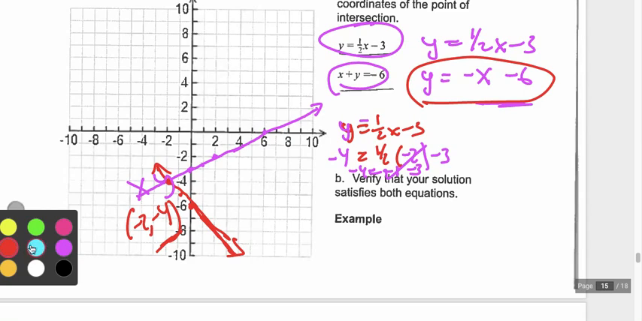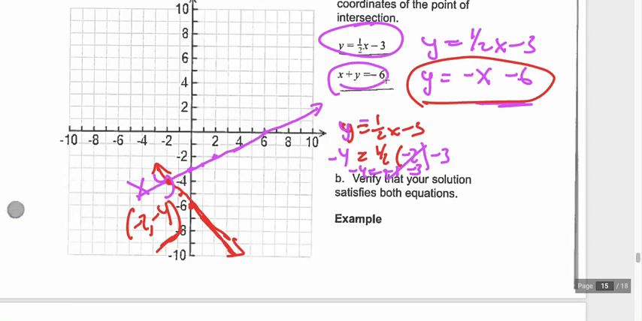And let me go to the red line here. Is it on the red line? Is it on y equals minus x minus 6? That would be true if this is true. Is that true?